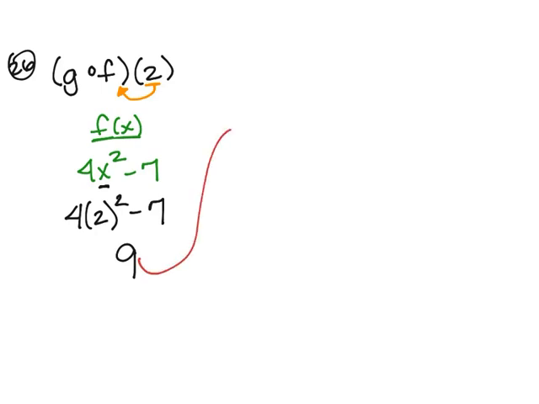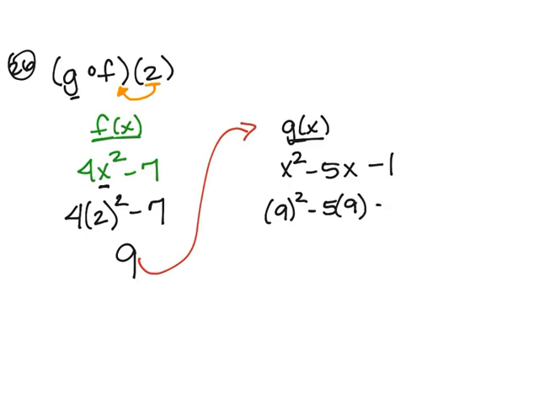And then we're going to take 9 and plug 9 into the g function. That's the last one listed, kind of like going backwards. So g's function, again, is x squared minus 5x minus 1. And we're going to plug that 9 in. So that would be parentheses 9 squared minus 5 times 9 minus 1. And we get 35. And that would be our answer.